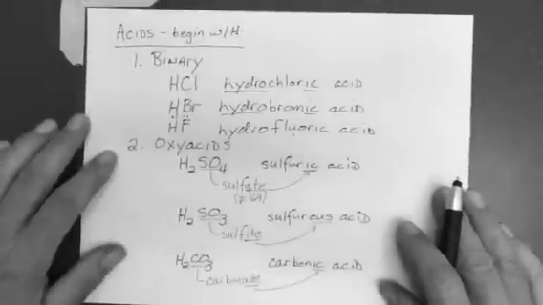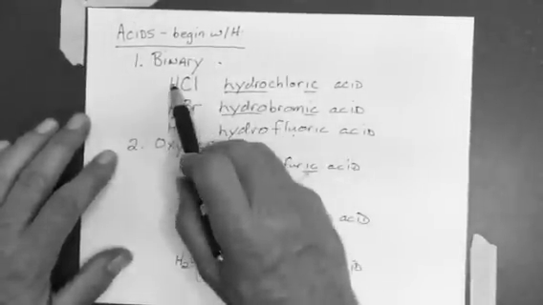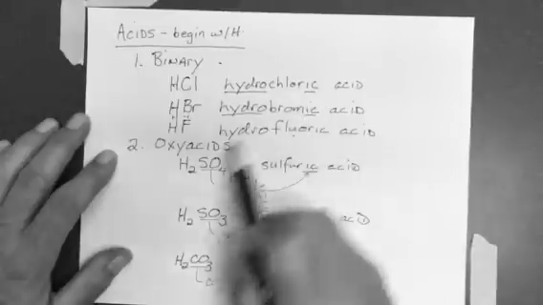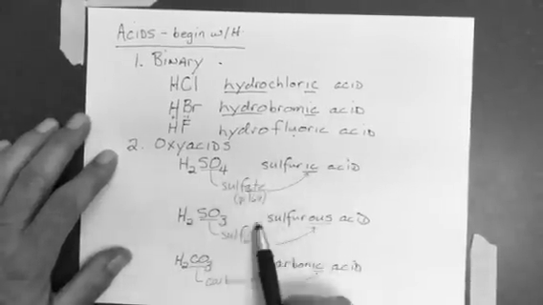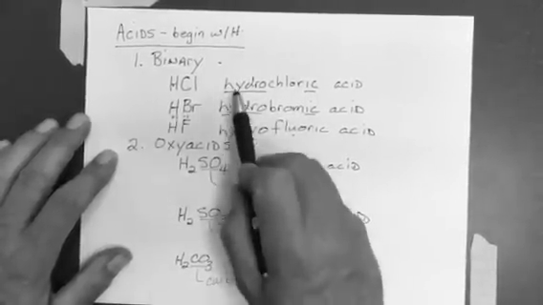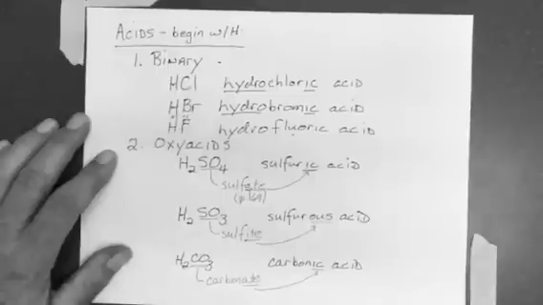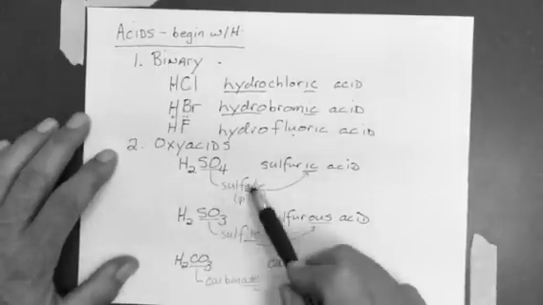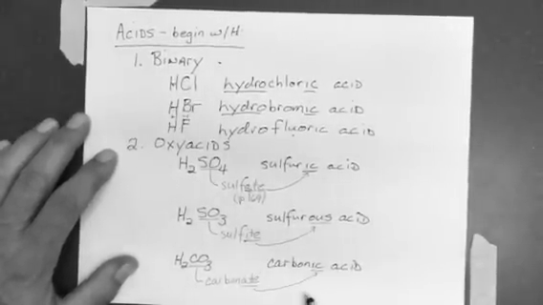So let's review. How do you know if it's an acid? It begins with H. If it's a binary acid, we use hydro and ic. If it's an oxyacid, notice we're not using hydro. Don't you dare call it hydrosulfuric acid. We only use hydro if it's two elements. If it's an oxyacid, you have to know the name of the polyatomic ion.